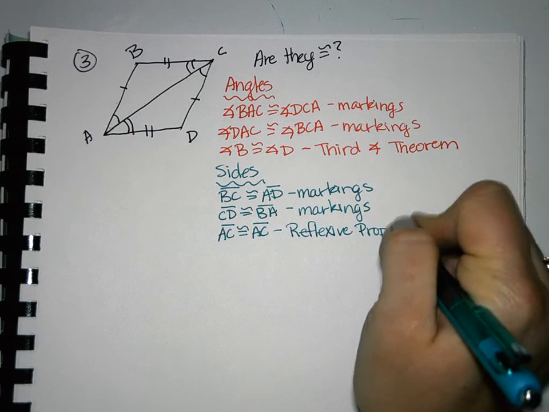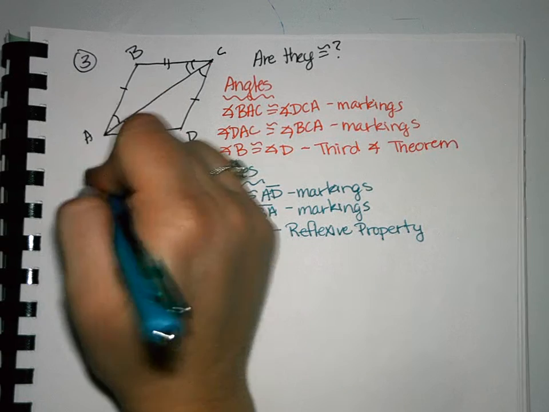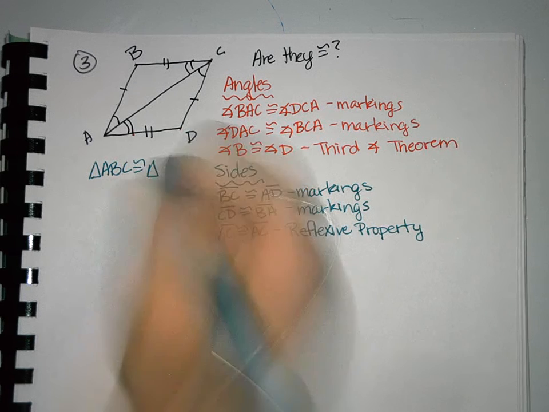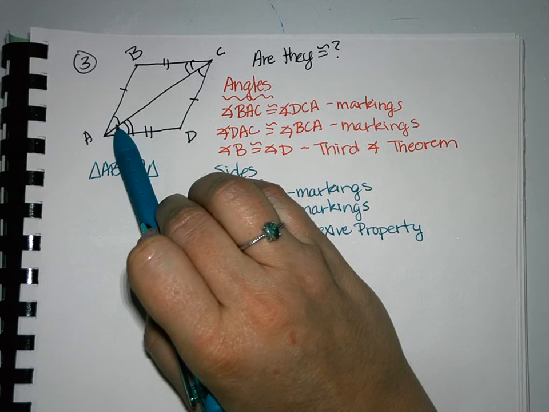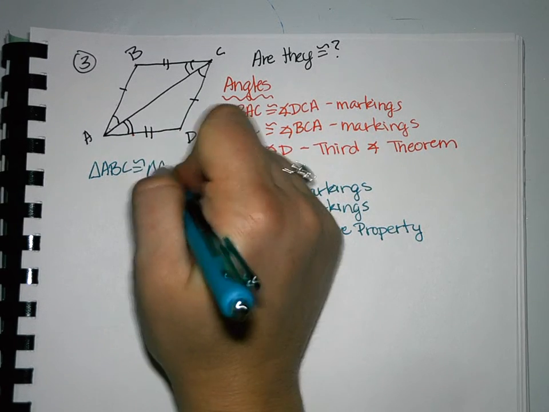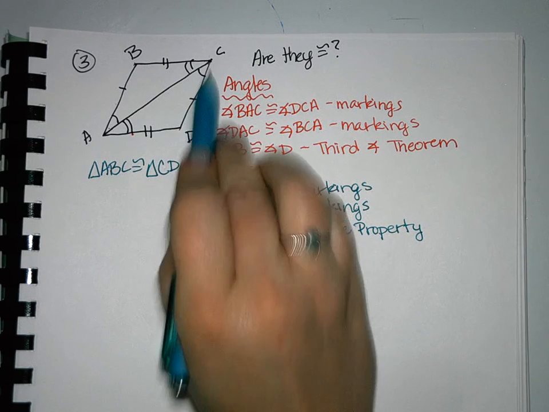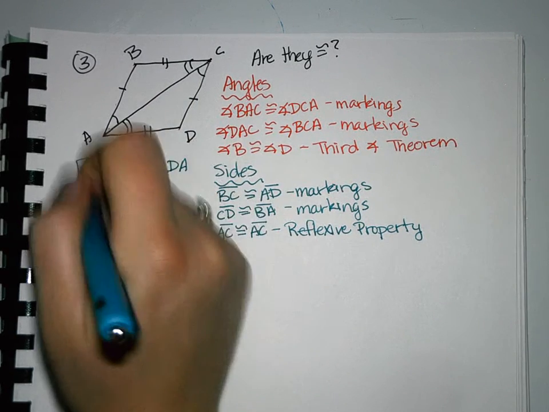So were we able to say all 3 angles and all 3 sides are congruent? Yes. So then we can say triangle ABC is congruent to triangle, and now we just have to match up the correct letters. So in this top triangle, A has 1 mark, so what does it match with in this triangle? C. And then B will match with D. And lastly, C, the double, will match with A, the double. So this would be your congruence statement at the very end.